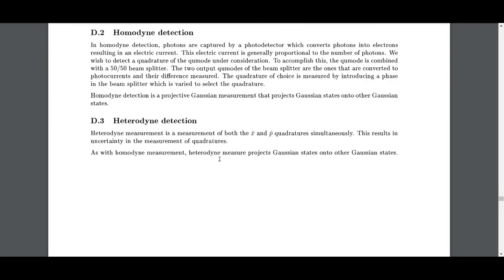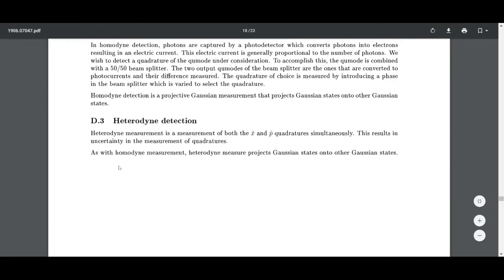Heterodyne detection is a measurement of both X and P quadratures simultaneously. This results in uncertainty in the measurement of quadratures. As with homodyne measurement, the heterodyne measurement projects.